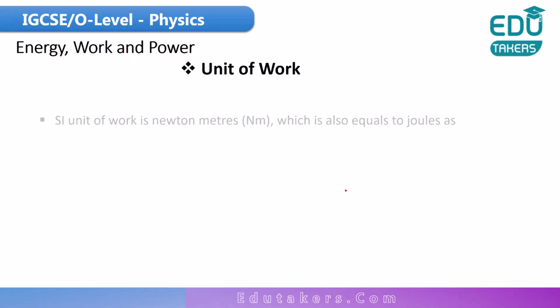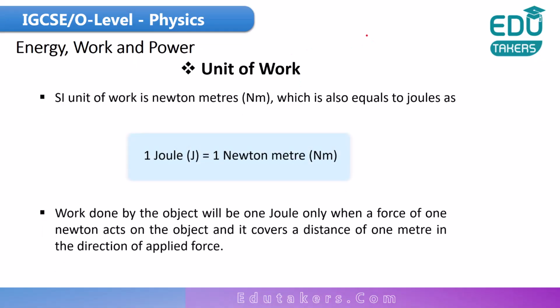What is the unit of the work? You can simply say that work is the product of the force and the distance. The unit of the force is Newton and the distance is measured in meters. So I can simply say that the unit of the work is Newton meter and 1 Newton meter is equal to 1 joule. Both of these are the same unit. So the SI unit of the work is Newton meter, which is equal to joule. And 1 joule is equal to 1 Newton meter.